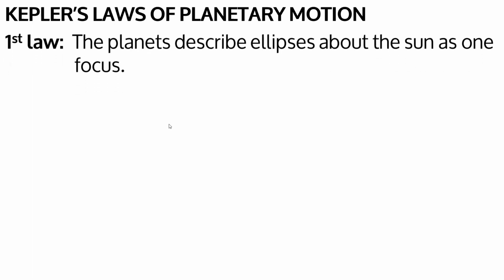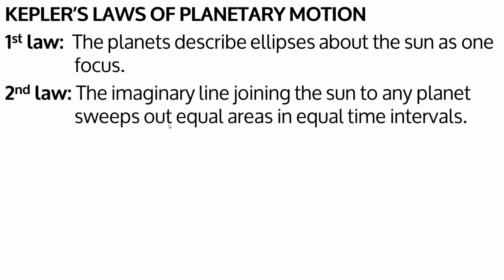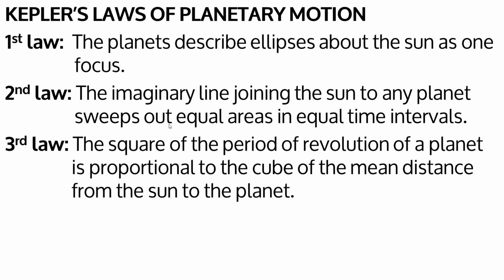The first law states that the planets describe ellipses about the sun as one focus. The second law: the imaginary line joining the sun to any planet sweeps out equal areas in equal time intervals. And the third law states that the square of the period of revolution of a planet is proportional to the cube of the mean distance from the sun to that planet, i.e. T squared is directly proportional to r cubed.